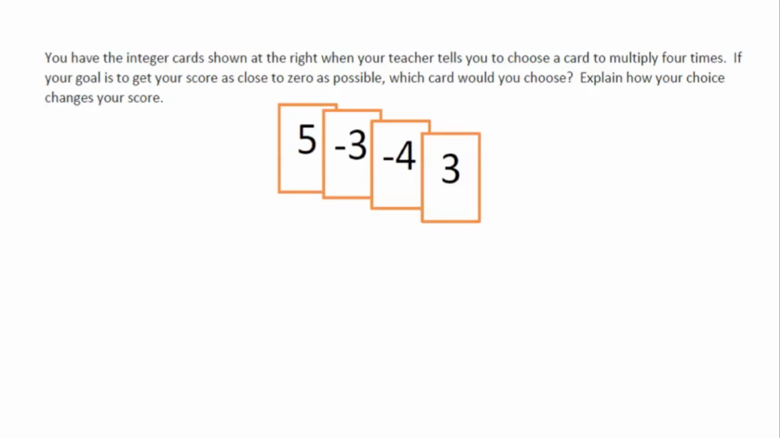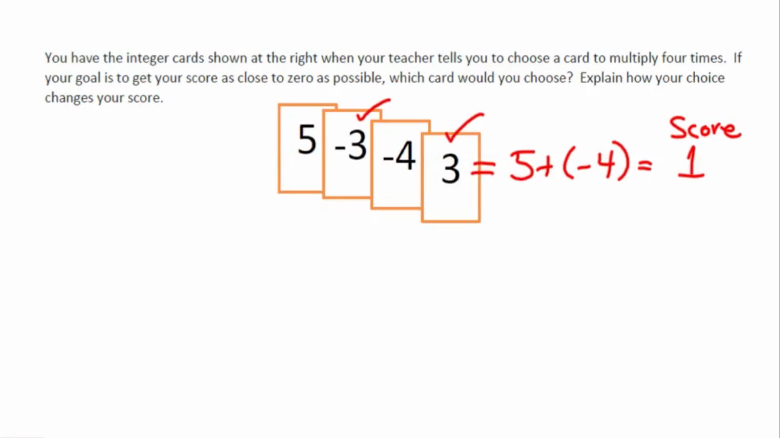Well, if we wanted to see what our score is right now, which we don't have to, but if we want to, we would add up our cards. Whenever you have two numbers that you notice are opposites, you should add those first. So I'll add the -3 and +3, which means I'm back to 0. So I'm really only adding 5 and -4. So right now my score is 1. But I'm told that I have to take one of my 4 cards and multiply it by 4.